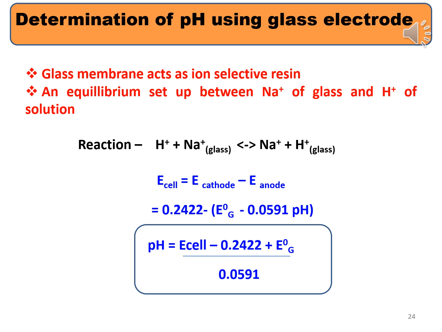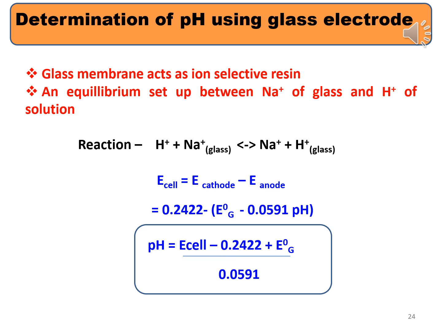So E cell is equal to E cathode minus E anode, where E cathode is the reference electrode, saturated calomel electrode, with a potential value 0.2422, and E anode is the potential developed by the glass electrode, given by E0G minus 0.0591 pH. Thus, the pH of the unknown solution is given by the equation (E cell minus 0.2422 plus E0G) divided by 0.0591.